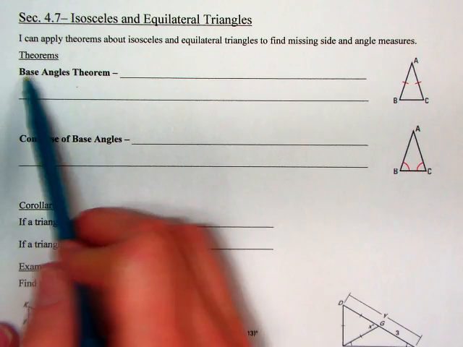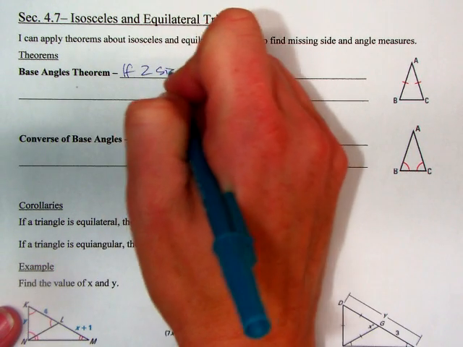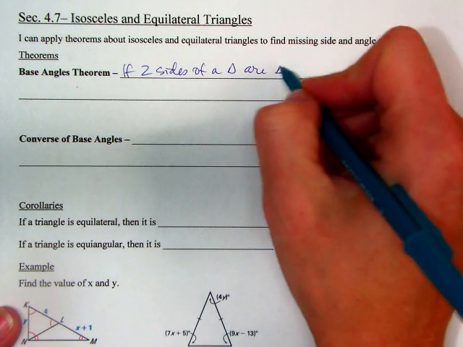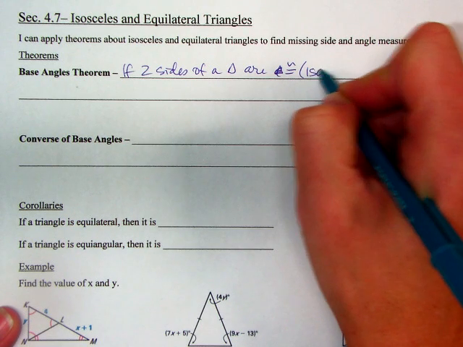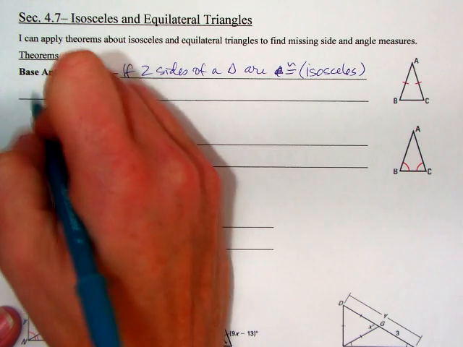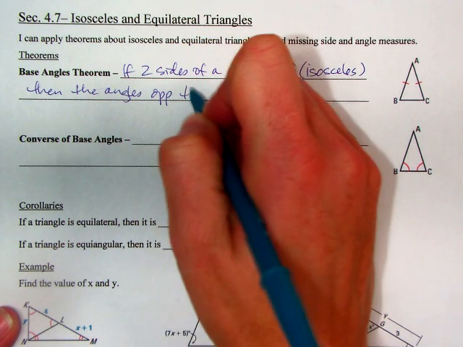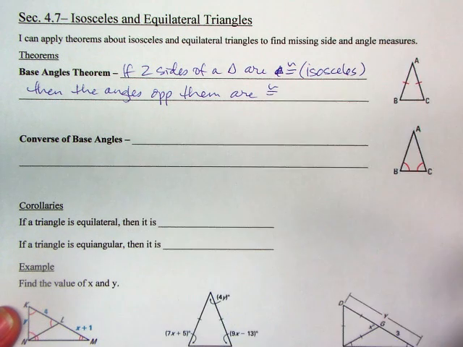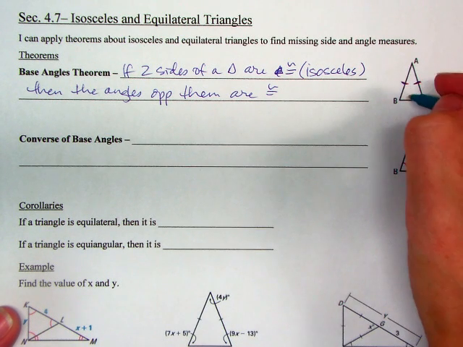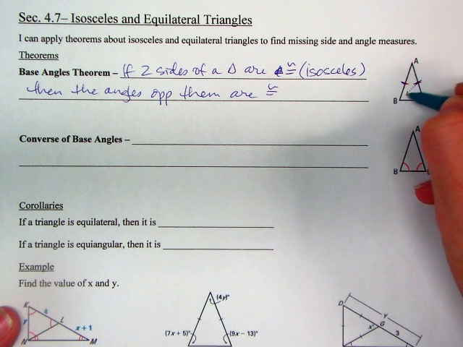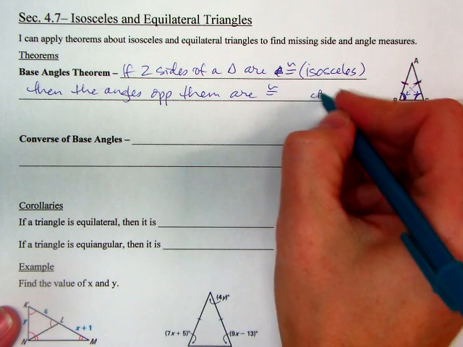The base angles theorem says that if two sides of a triangle are congruent, pretty much meaning that you have isosceles, then the opposite angles are congruent. What that means is if two sides are congruent, then the angles opposite them are also congruent. So this is what I tell kids. That little tick mark right there kind of points you to the angle that is congruent to the other one. So those tick marks kind of point you to the angles that you want to be talking about. So that means that angle B has got to be congruent to angle C.